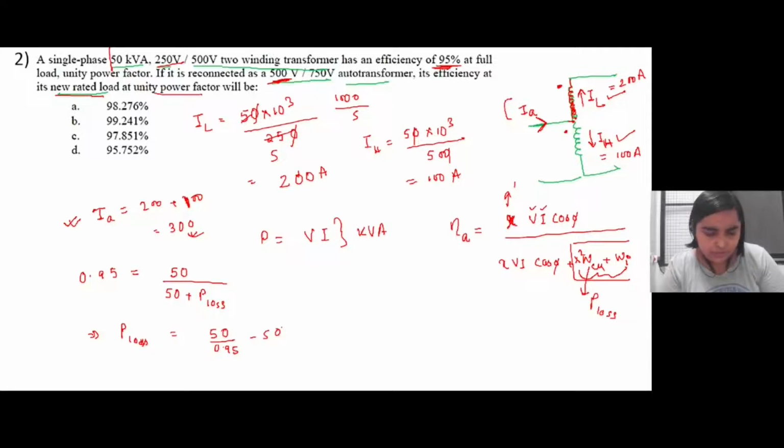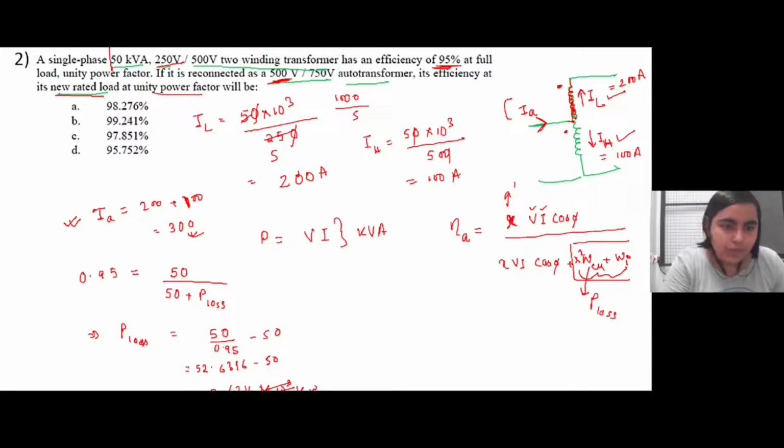50 divided by 0.95 is 52.631. So the total loss is 2.6316, in units of 10 to the power 3, that is kilowatt, right?